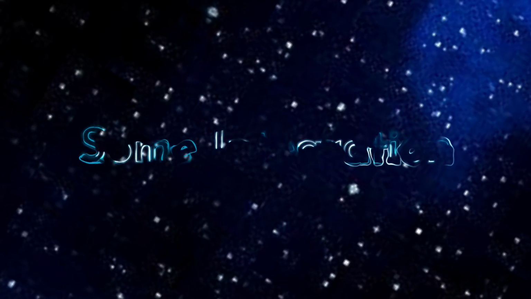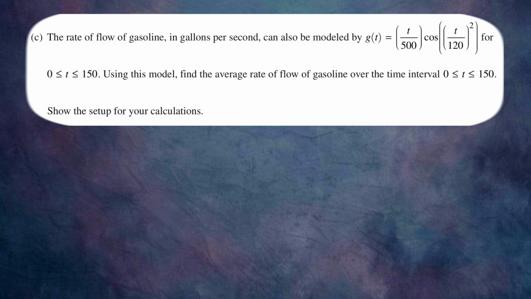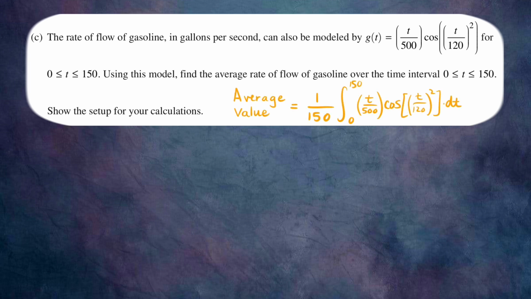Some integration. Part C, the rate of flow of gasoline in gallons per second can also be modeled by g of t, given here, on the interval from 0 to 150. Using this model, find the average rate of flow of gasoline.